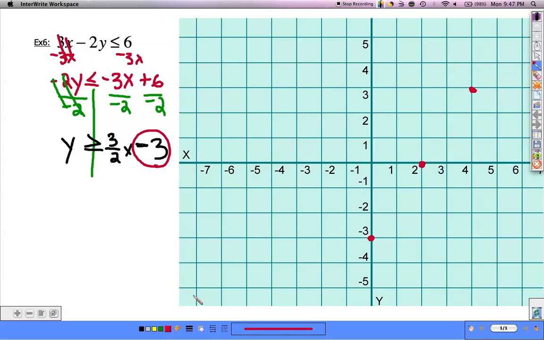You're going to want to connect your line, but you're going to want to go over it with a very light pencil.